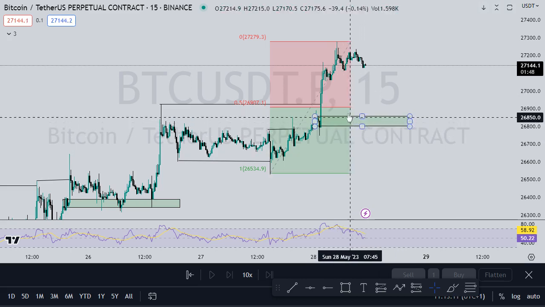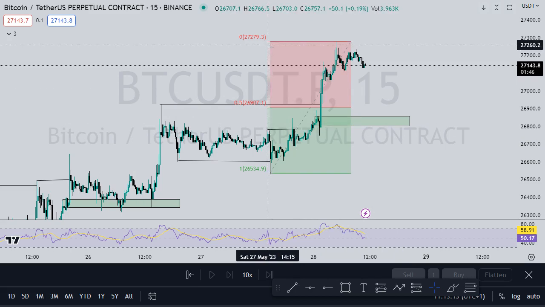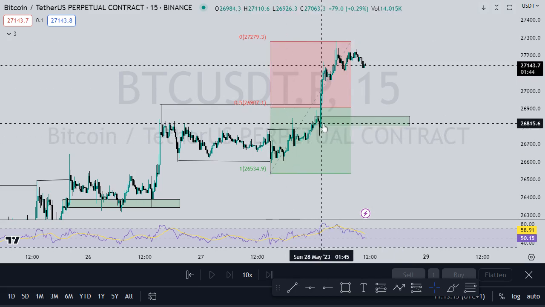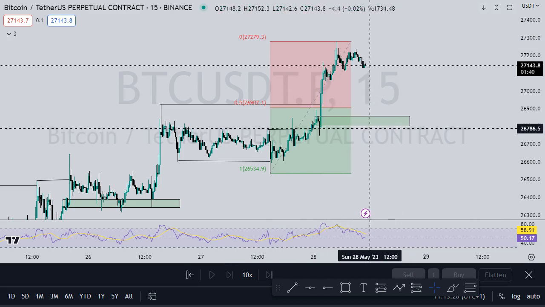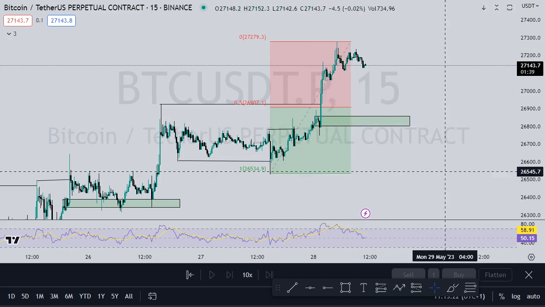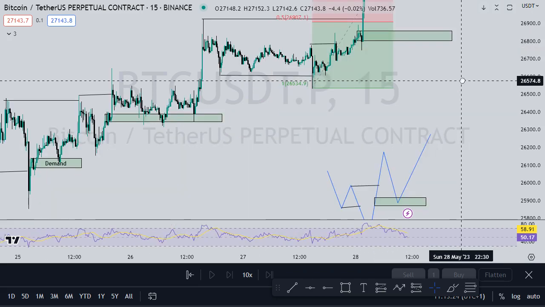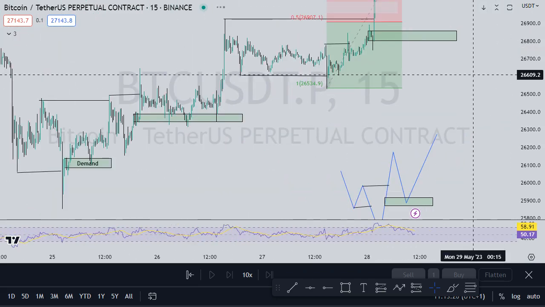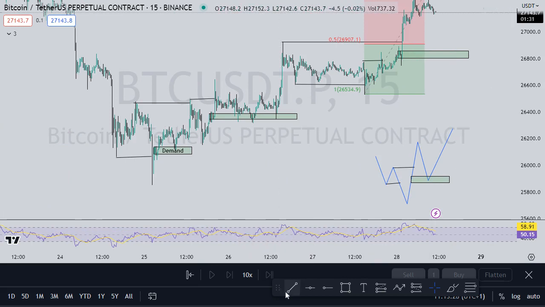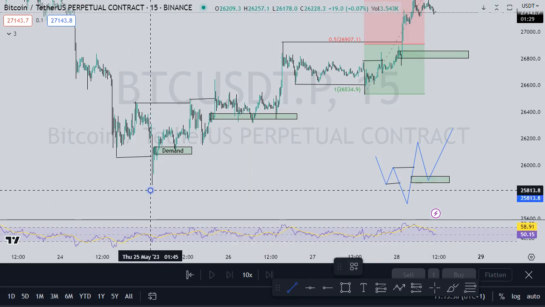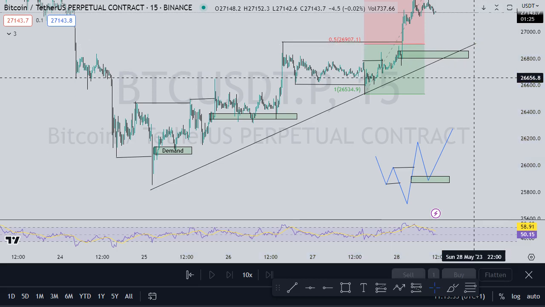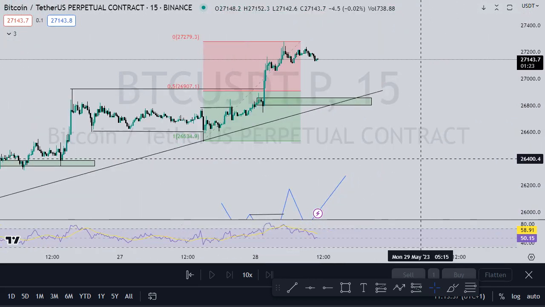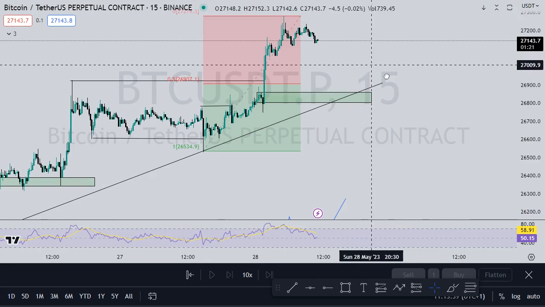Our first confluence is our Fibonacci retracement level, which is in discount zone right here. So we are definitely feeling safe to buy here. Our second confluence is the uptrend, because if you take your trend and draw it from this swing low to this swing high, you will see that we are in an uptrend, and our third confluence is our bullish order block.